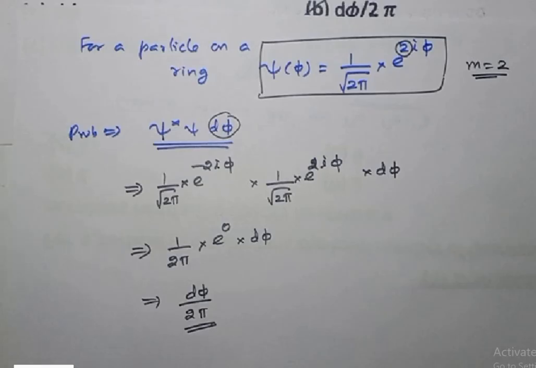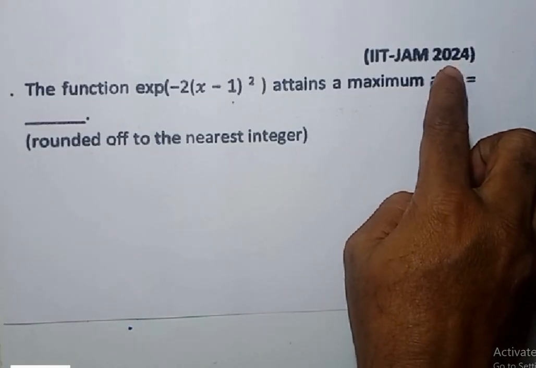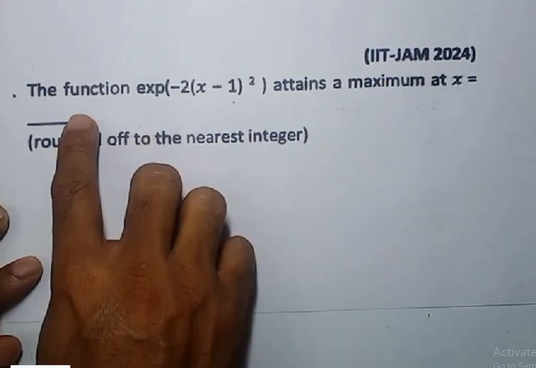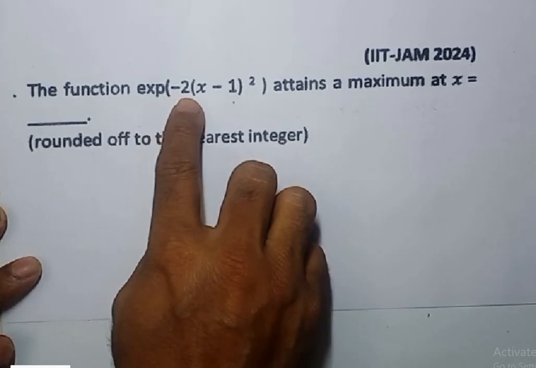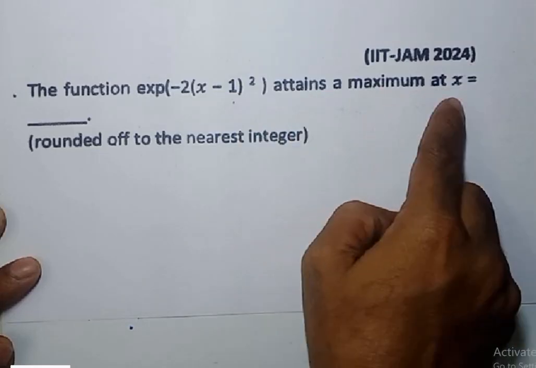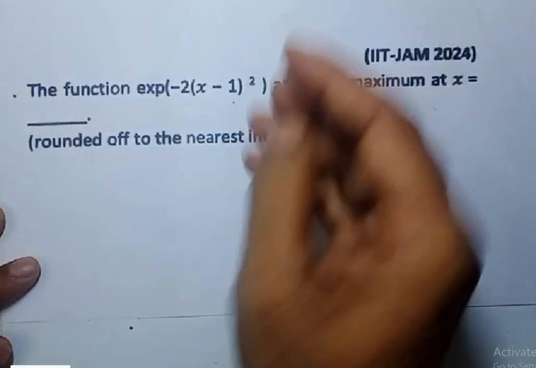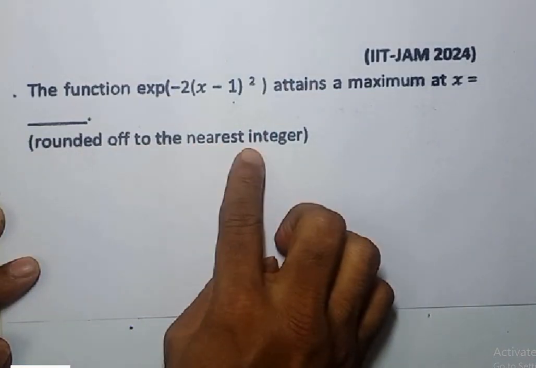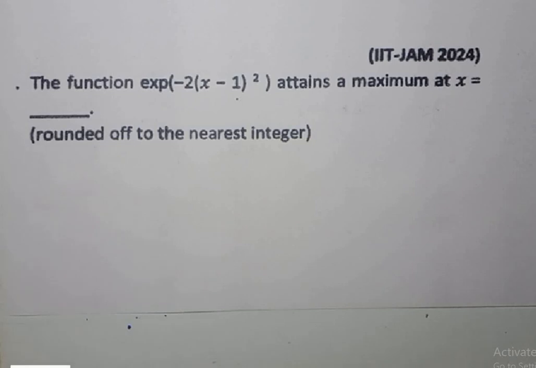Okay, take this. This question appeared in the IIT-JAM 2024 latest question paper, this year's question paper. The function e power minus 2 into x minus 1 whole square attains a maximum at x equal to what value of x, rounded off to the nearest integer. Okay, check. So how to answer this question? It's very simple. They are asking for the maximum, right?